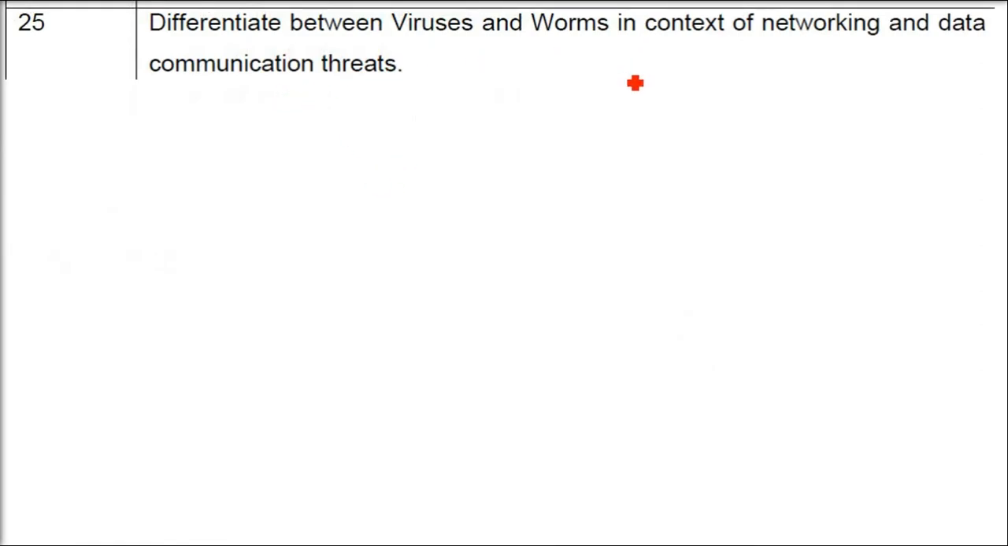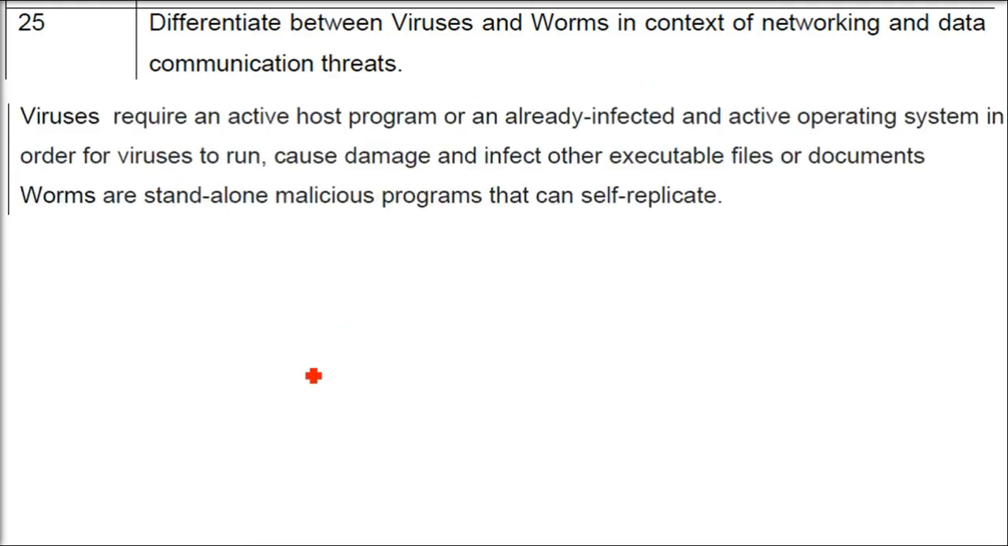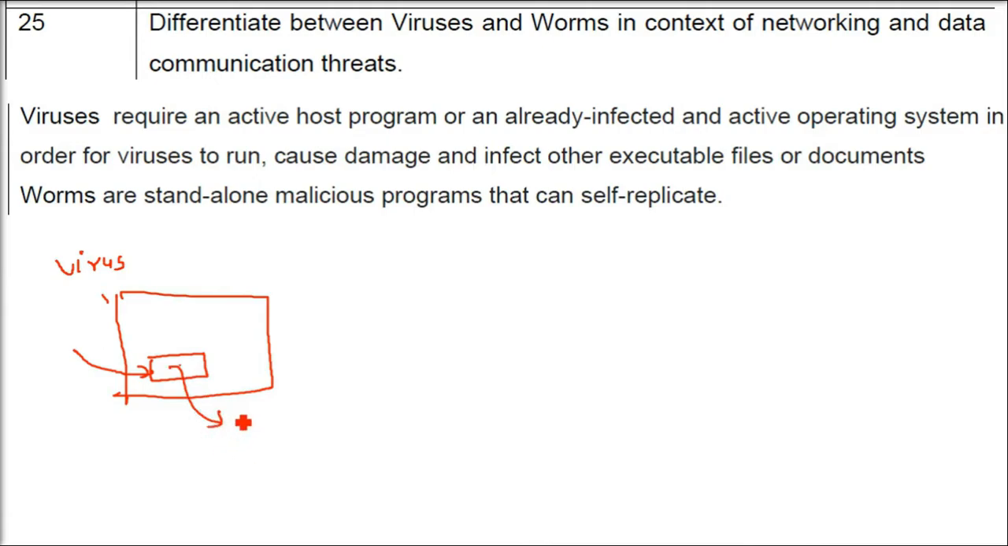Differentiate between viruses and worms in context of networking and data communication threats. So viruses mean what? Virus means a program. It's a computer program. All are computer programs actually. So viruses are programs and they have no standalone value. That is, they are not stored standalone. A virus will always come with some program. It will piggyback itself onto something. So whatever program or software or code is there, the virus will be a part of it.